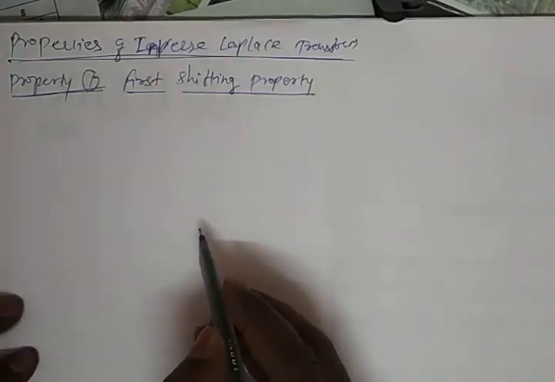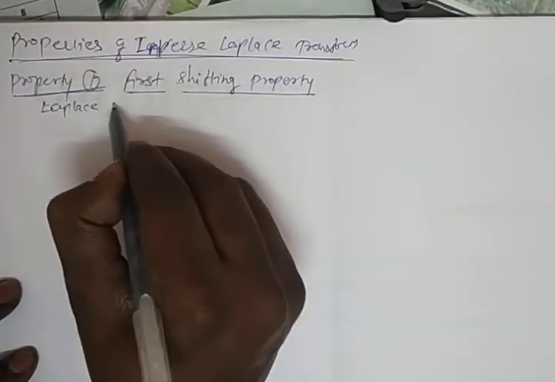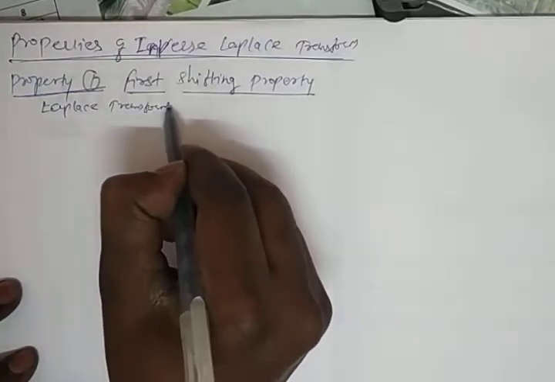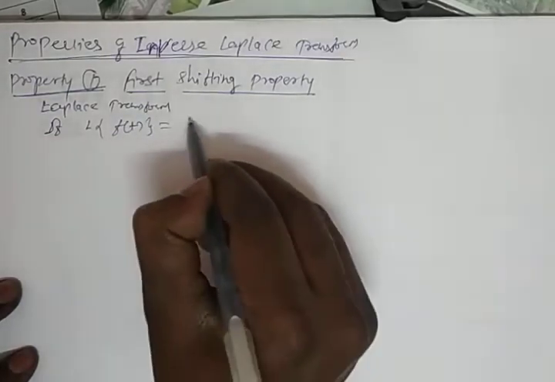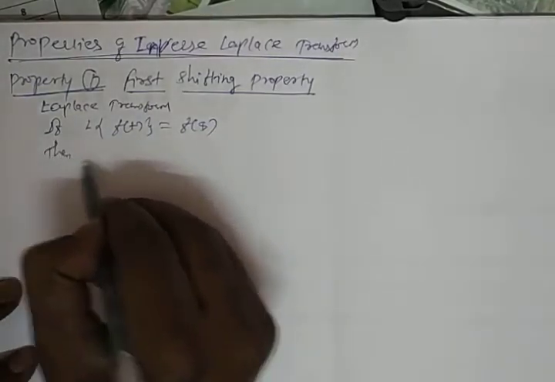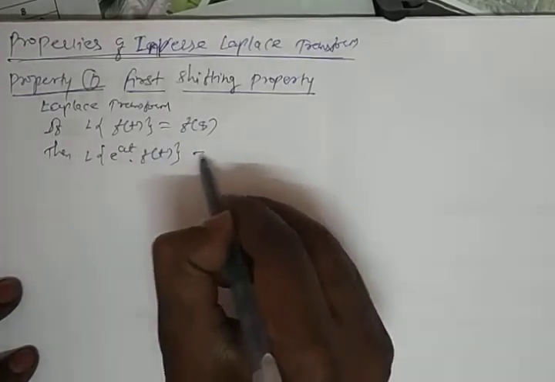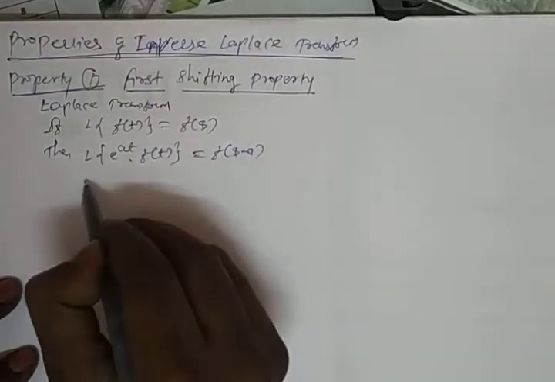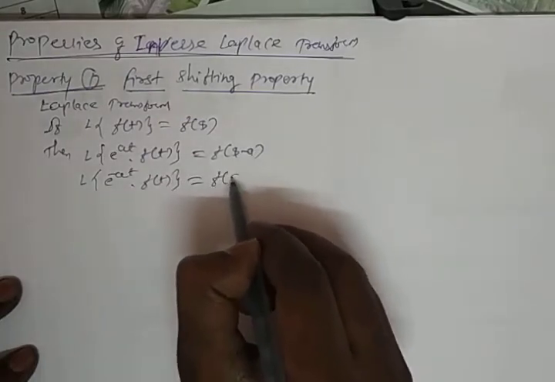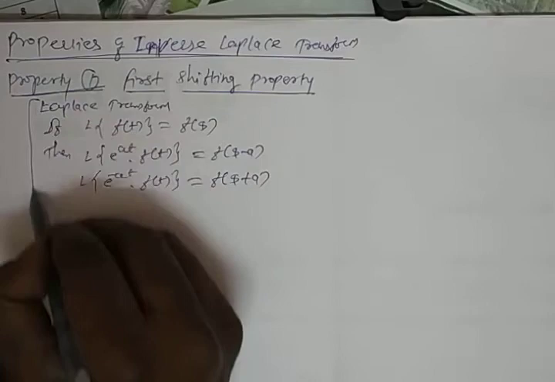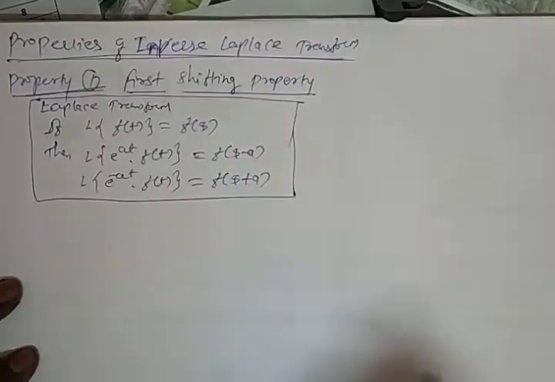Let us see. We know that in Laplace transform we have seen the first shifting property. Let us see the basics of the Laplace transform. If Laplace transform of f of t is equal to F of s, then Laplace transform of e raised to at into f of t is equal to F of s minus a. This we have studied. Laplace transform of e raised to minus at into f of t is equal to F of s plus a. This also we have studied. So this is the basic of the Laplace transform, right?